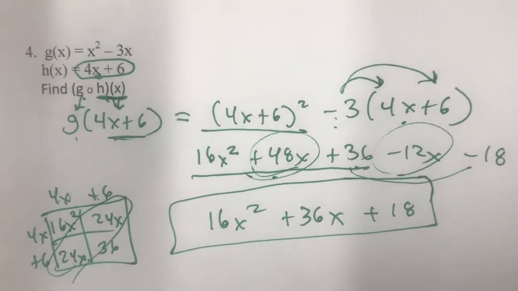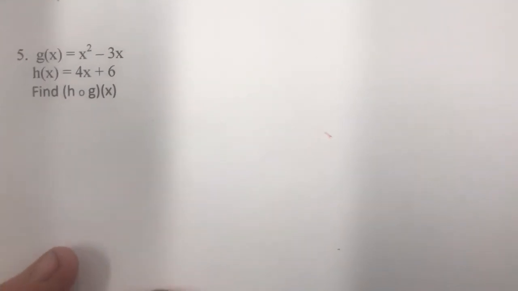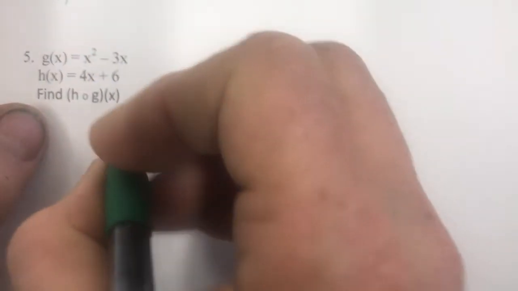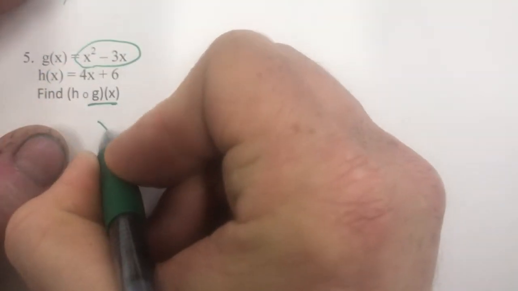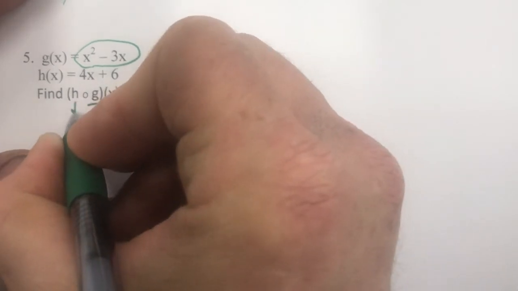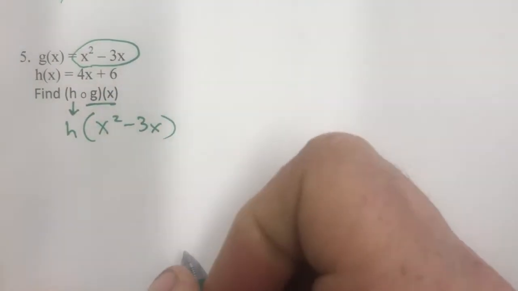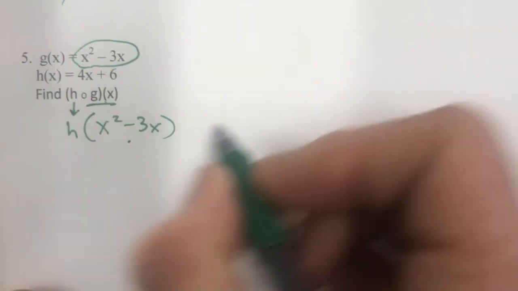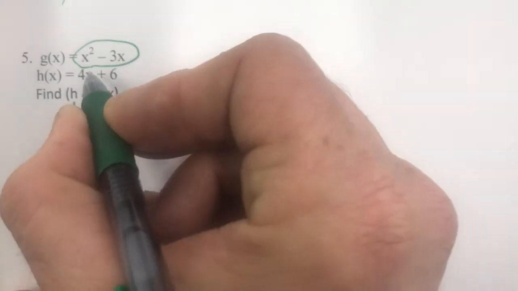Okay, we're here to do another one. Got a couple more still. All right, so on this one, I got to do h of g of x. All right, so again, g of x is this right here. So I've got x squared minus 3x. That's the g of x. Now I'm going to do h of that. Okay, so g of x is this. I'm going to do h of that. So I'm going to put this in the h function right there.